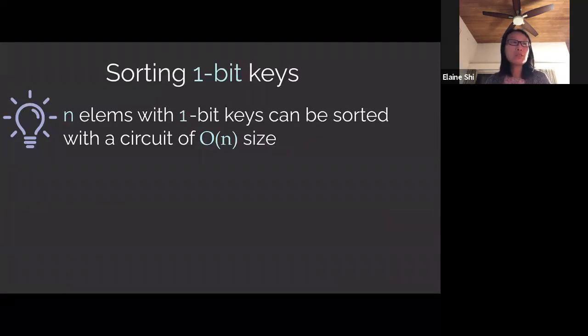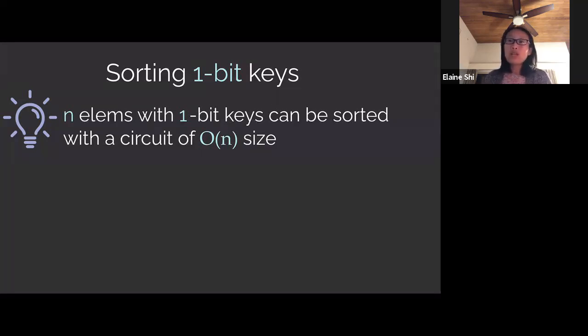So for the rest of the talk, let me say something about this upper bound and why it turns out to be very much non-trivial. In fact, even for the 1-bit key special case, the result is very much non-trivial, and there are many natural barriers towards achieving this result. Essentially in the 1-bit special case, the result says we can sort 1-bit keys in a linear size circuit.